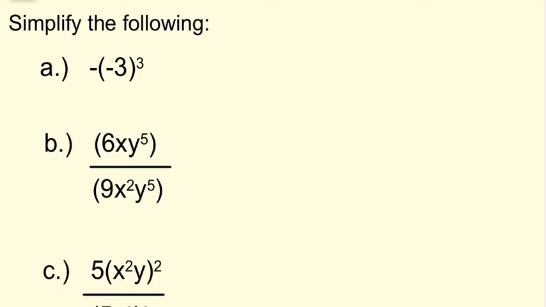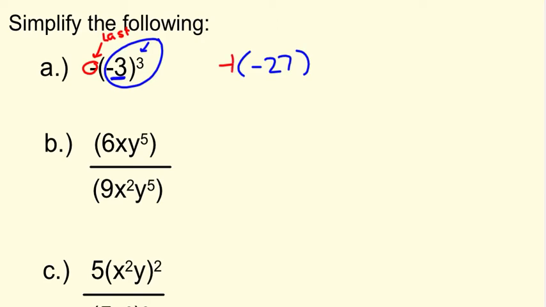Here are some examples of reducing. So this first example is you have a base raised to a power. And what you want to be careful of is you do this negative last. You're doing the exponent piece first. So what this is saying is negative 3 times negative 3 times negative 3 is negative 27. And then you have this negative still in front. So now you think of that negative in front as a multiplication of negative 1. So negative 1 times negative 27 equals a positive 27.